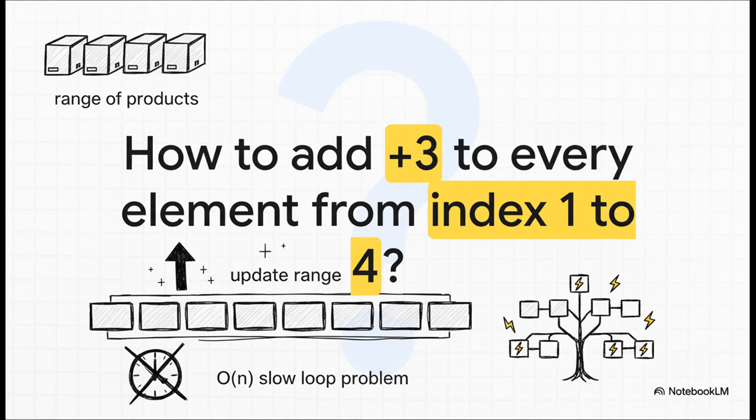And this happens all the time, right? Let's say you want to add a $3 bonus to every single product in a certain range. Well, going through and updating each element one by one puts us right back at our slow O(n) loop problem. We need a way to update ranges just as fast as we query them.